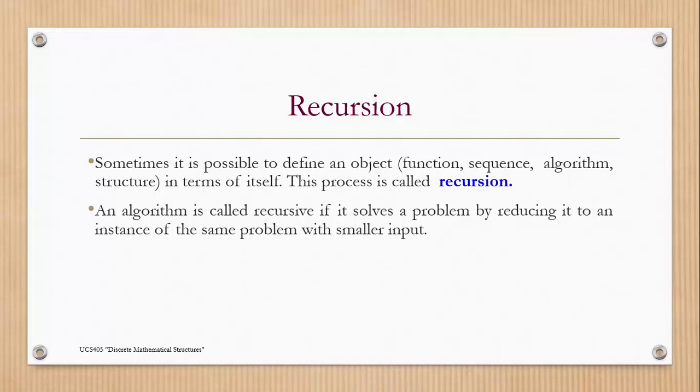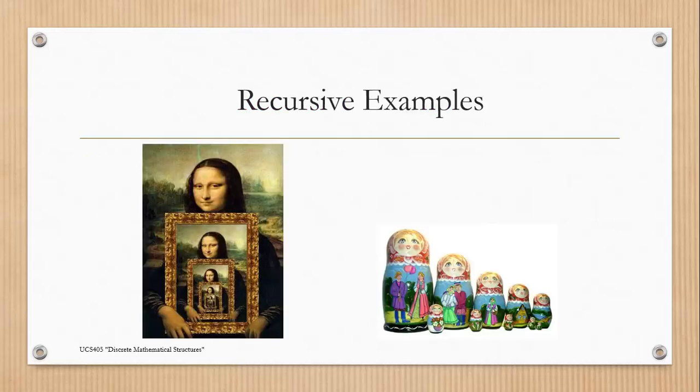If an object can be defined in terms of itself, then that process is known as recursion. That object may be any algorithm, sequence, or function. We have already discussed that an algorithm can be written in its iterative form or in its recursive form. In recursive form, we solve the problem by reducing it to an instance of the same problem with smaller inputs.